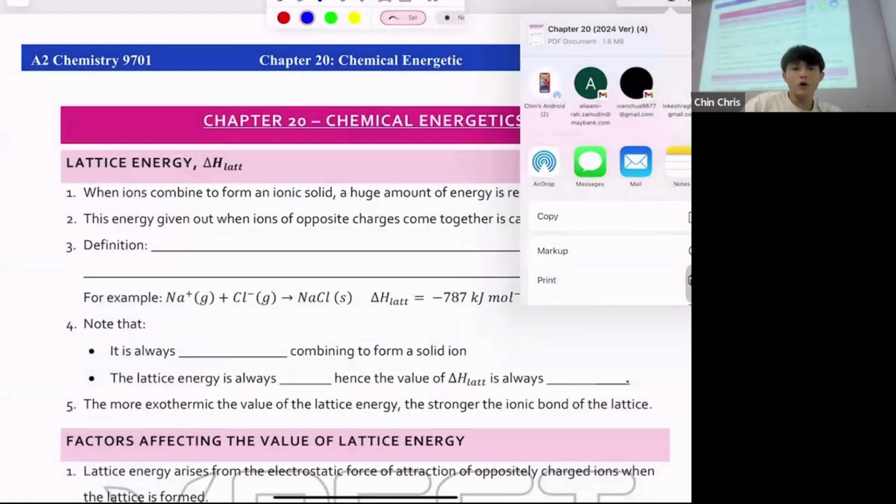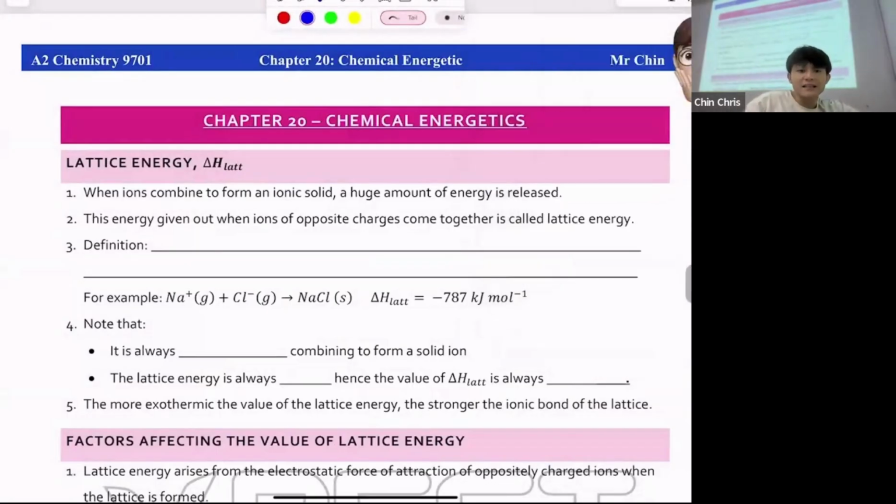Okay, so guys, for your info, this is when your honeymoon begins. Chapter 20, chapter 21 is very, very honeymoon. Very easy chapter. All right, first, let's look at delta H lattice.